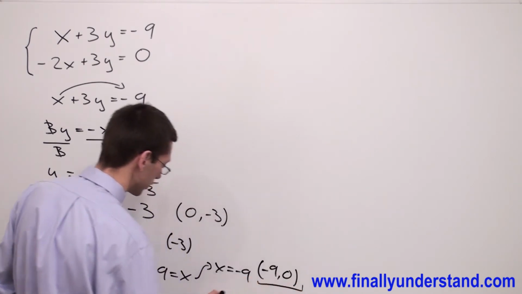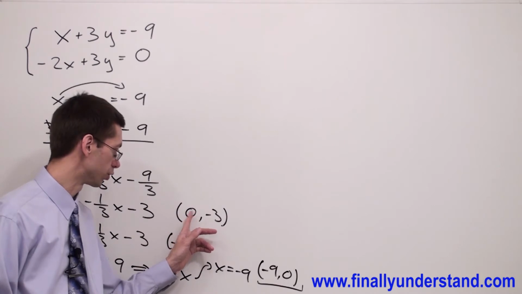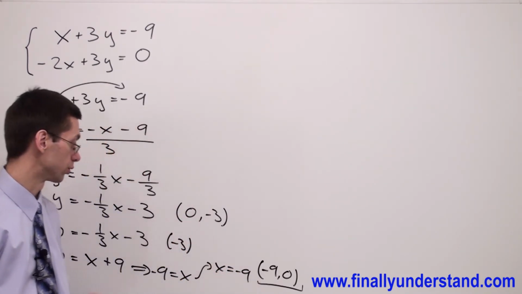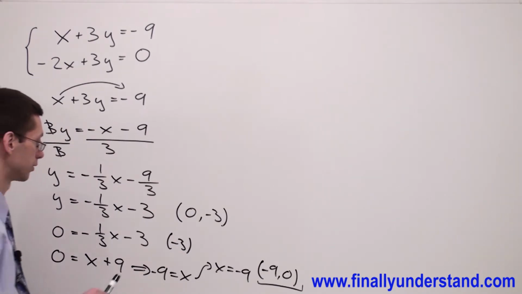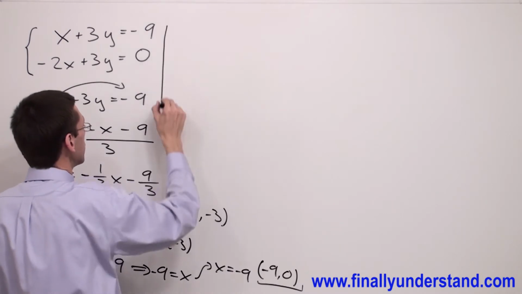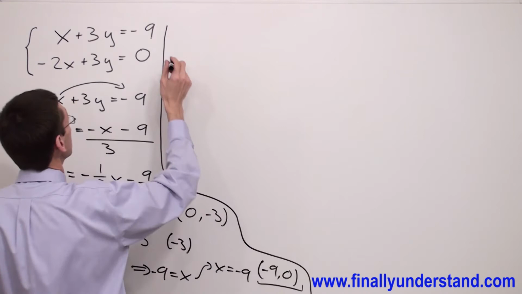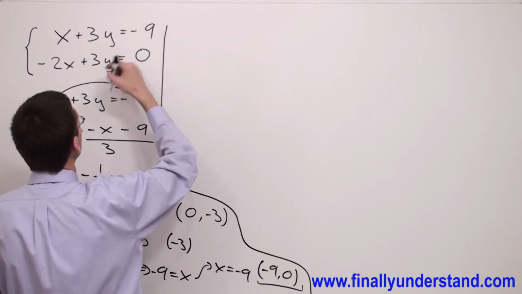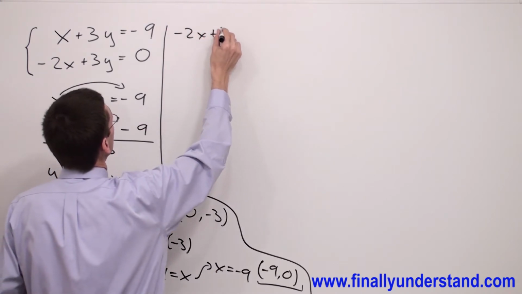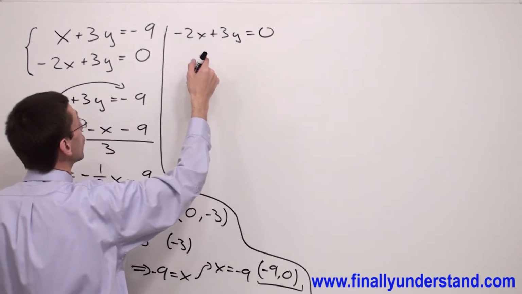Okay, so we got 2 points, right? My first point, which is the y-intercept, and I also get the x-intercept, negative 9, 0. Next, I'm going to just draw the border, and simply look at the second equation. So I have negative 2x plus 3y is equal to 0. Solve this equation for y.